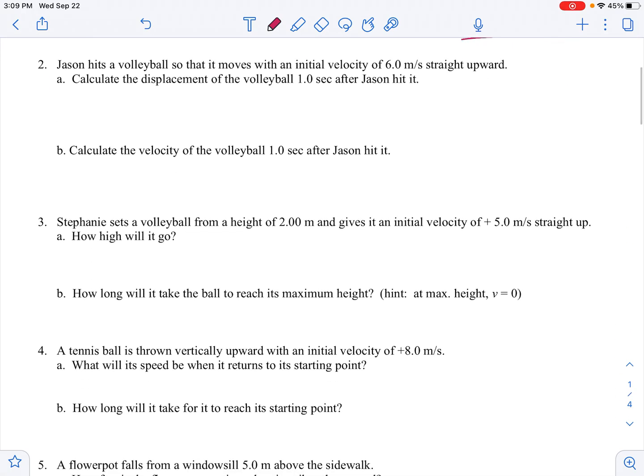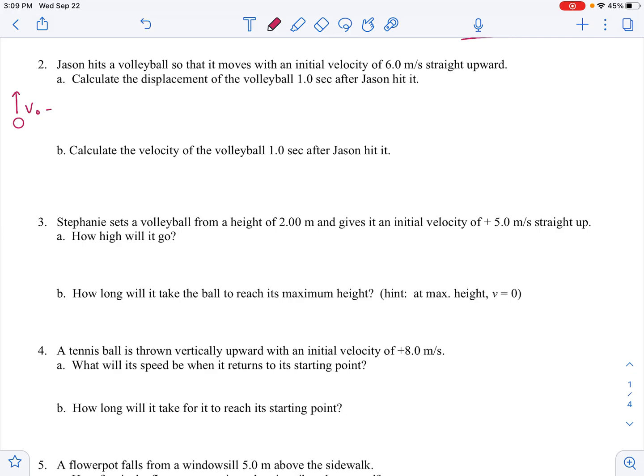Question 2. Jason hits a volleyball so that it moves with an initial velocity of 6 meters per second straight upward. Calculate the displacement of the volleyball 1 second after he hits it. I'm going to make a little sketch here. There's the ball.